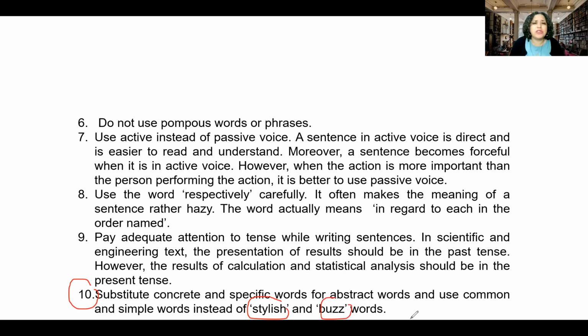It's telling you to use just the vocabulary that you already know, the vocabulary that you're good at managing, that you can actually use. Don't look for stylish or complicated words, because most likely you're going to make mistakes. So keep it simple with common and simple words.